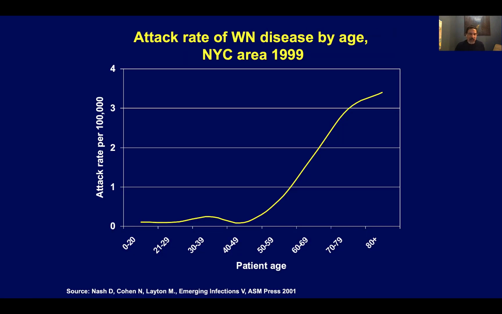And this is just a graphical representation of the age gradient I mentioned. It really wasn't until age 50 that we begin to see rapid increases in the risk of hospitalization with West Nile, according to older age.